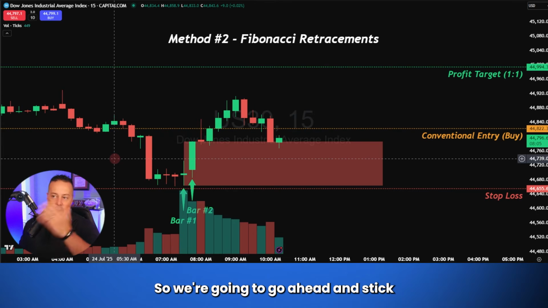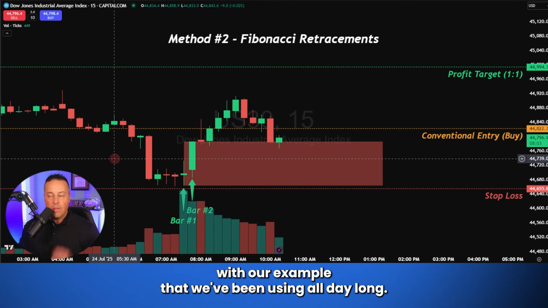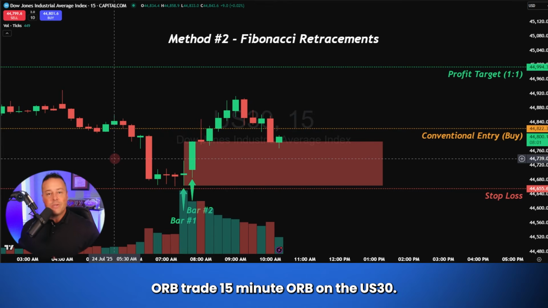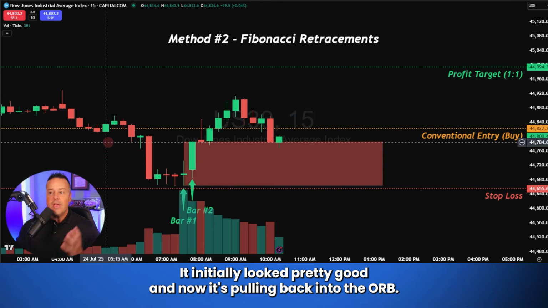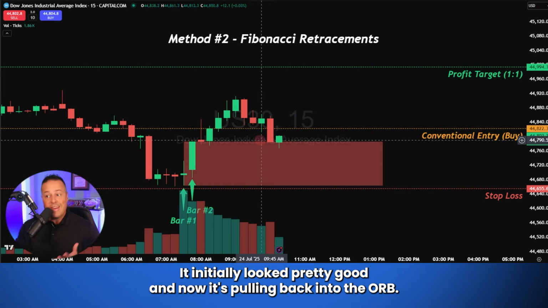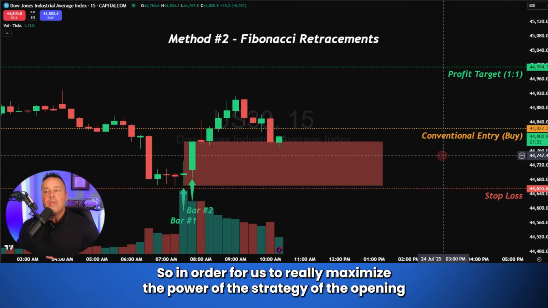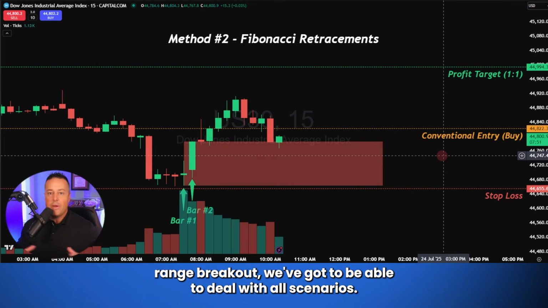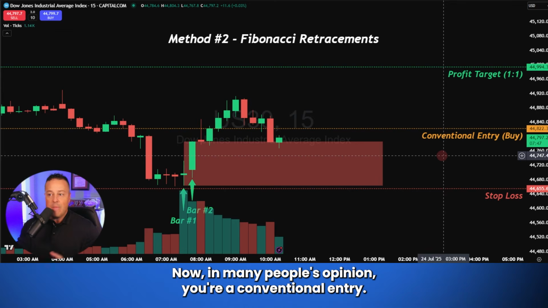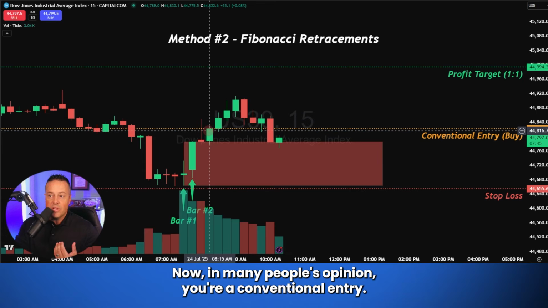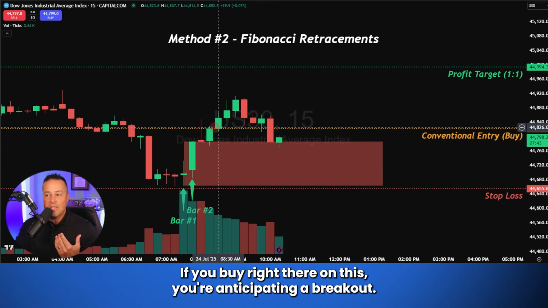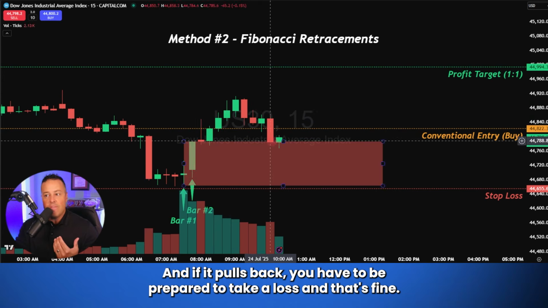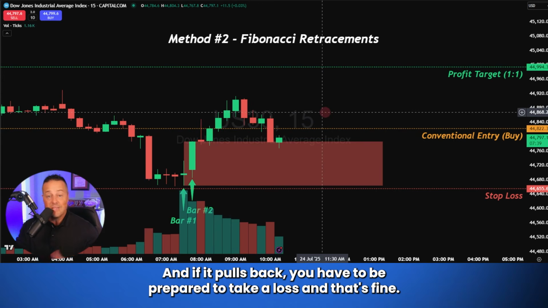So we're going to stick with our example that we've been using all day long. This is our standard issue ORB trade, 15-minute ORB on the US 30. It initially looked pretty good, and now it's pulling back into the ORB. In order for us to really maximize the power of the opening range breakout strategy, we've got to be able to deal with all scenarios. Now, in many people's opinion, if you buy right there on the conventional entry, you're anticipating a breakout, and if it pulls back, you have to be prepared to take a loss, and that's fine.